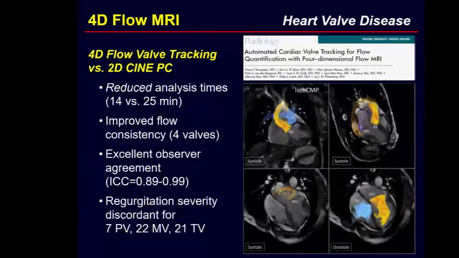You have improved consistency, and that's related to the fact that if you do a whole heart 4D flow MRI scan, you have all four valves included, so you can do internal consistency checks. And what was very important, they were able to show that the regurgitation severity would actually change by the 4D flow analysis, so there's potential to change management here.